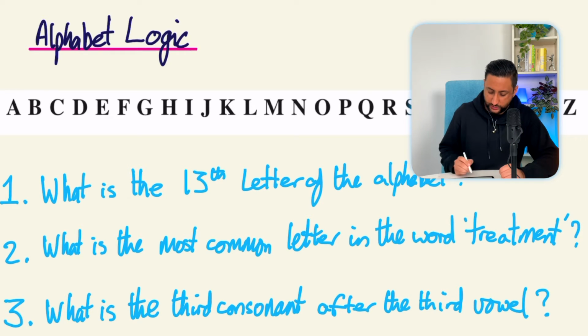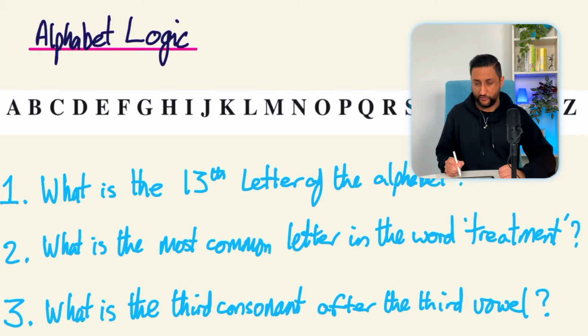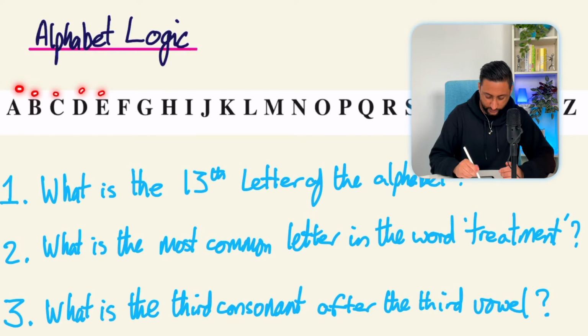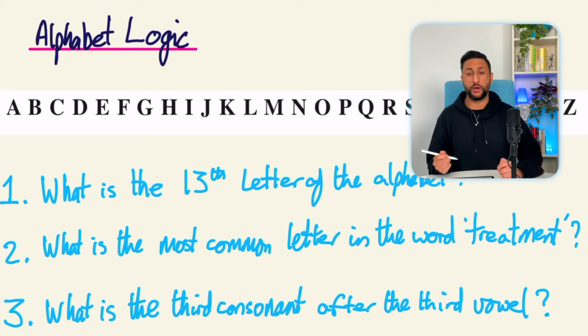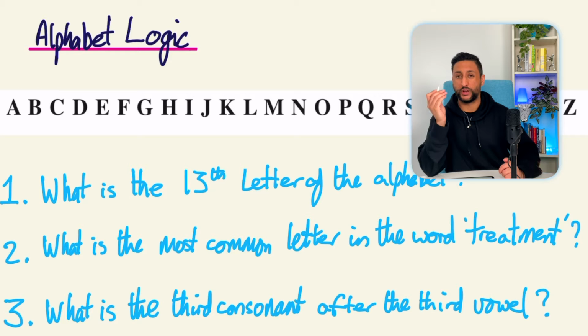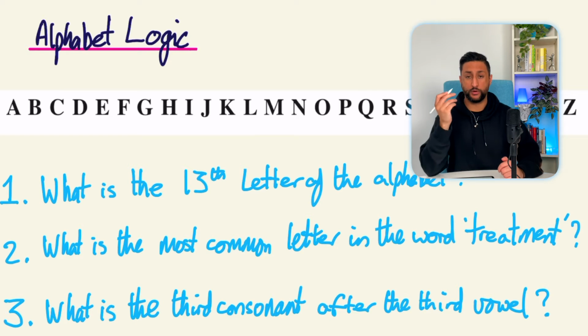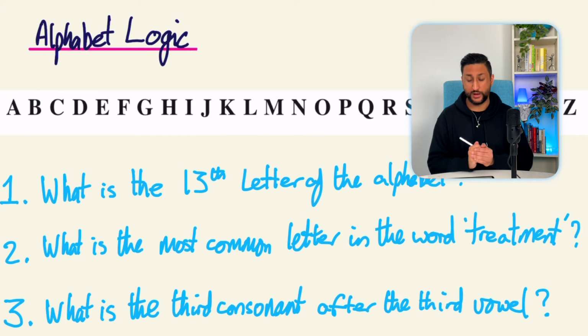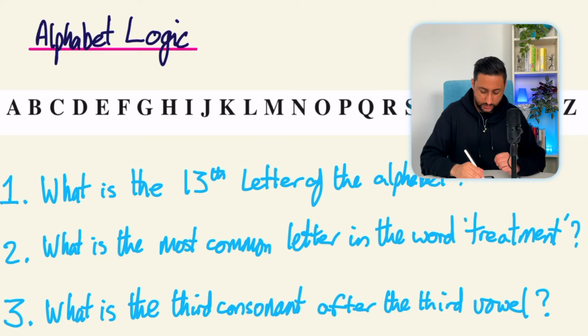So our first question is, what is the 13th letter of the alphabet? Now the easy way to do this is to obviously count 1, 2, 3, 4, 5, 6, 7, 8, 9, 10, 11, 12, 13, and that's M. However, to work a little bit quicker, it's worth remembering that there are 26 letters in the alphabet, which means that the midpoint is between M and N.